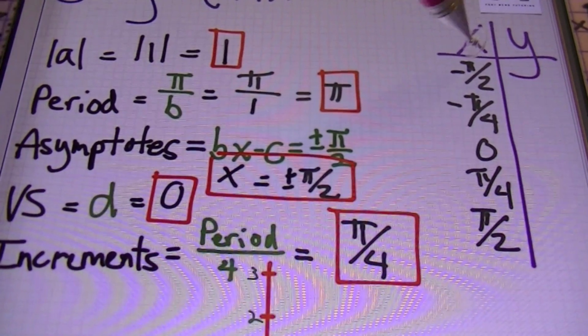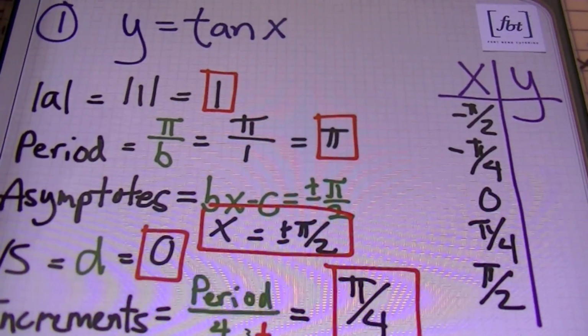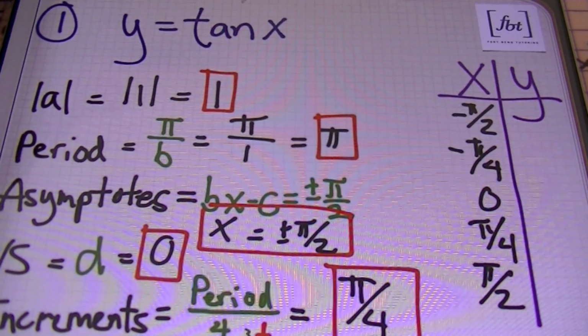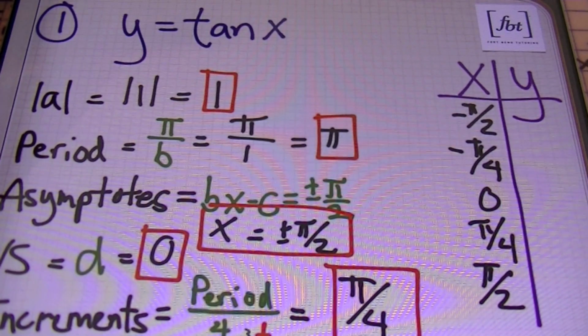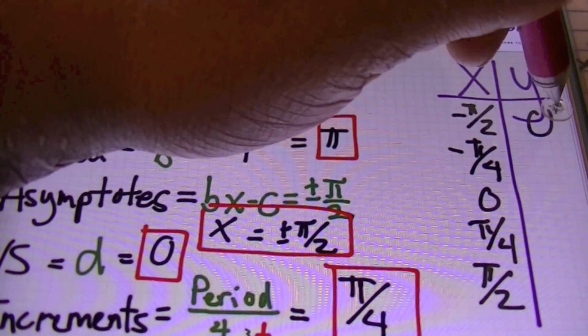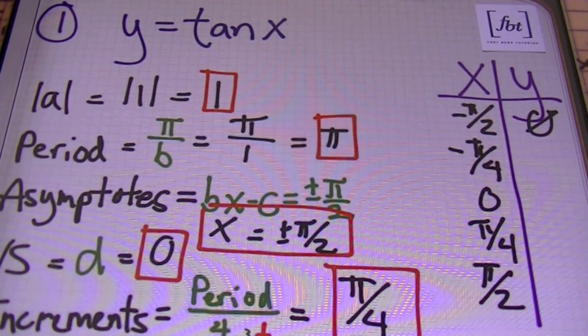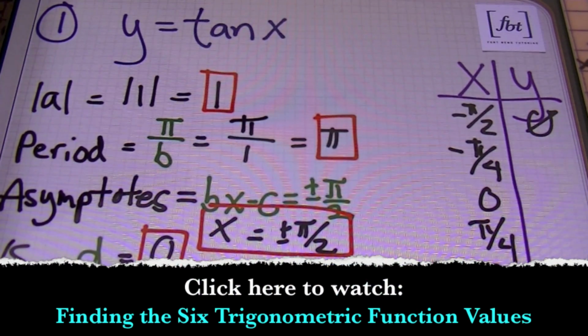All right. From there, we're going to be plugging in our x values into the original function of y equals tan x. So when I plug in negative pi over 2 into my function, tan of negative pi over 2, or tan of 270 degrees, is going to give you a value that's undefined. So the y value is undefined when my x value is negative pi over 2. Remember, if you need some help in finding your trigonometric values, watch our video called Finding the 6 Trigonometric Function Values. All right, and that'll help you out with this.